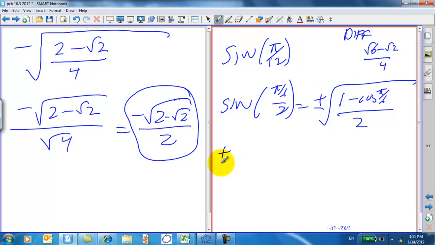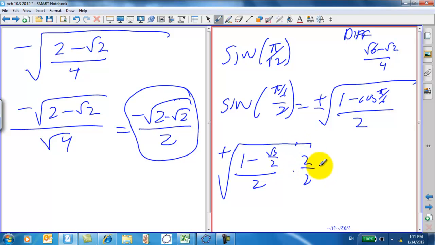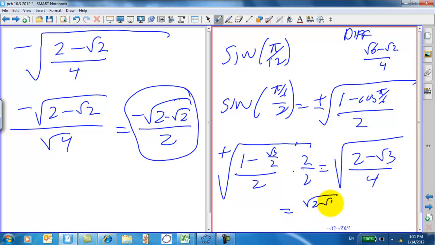So we're going to get positive square root of 1 minus cosine pi over 6, which is square root of 3 over 2, all over 2. Multiply by 2 over 2 inside there. And we get the square root of 2 minus the square root of 3 all over 4. So I'm getting the square root of 2 minus the square root of 3 all over 4. Hold it. See, I'd have to accept that answer too. Let's get these out on the calculator quickly and see what we come up with for both.